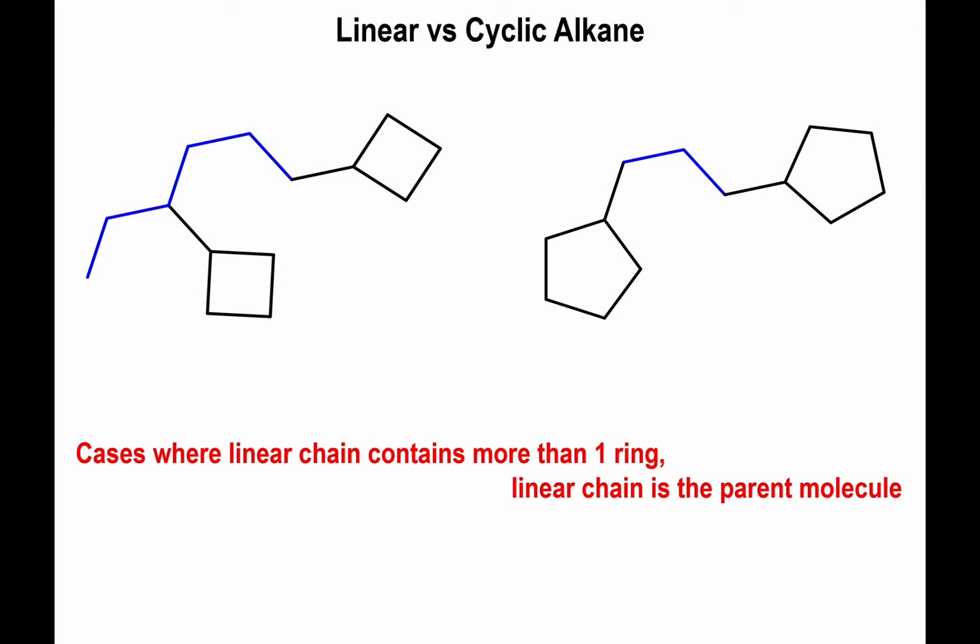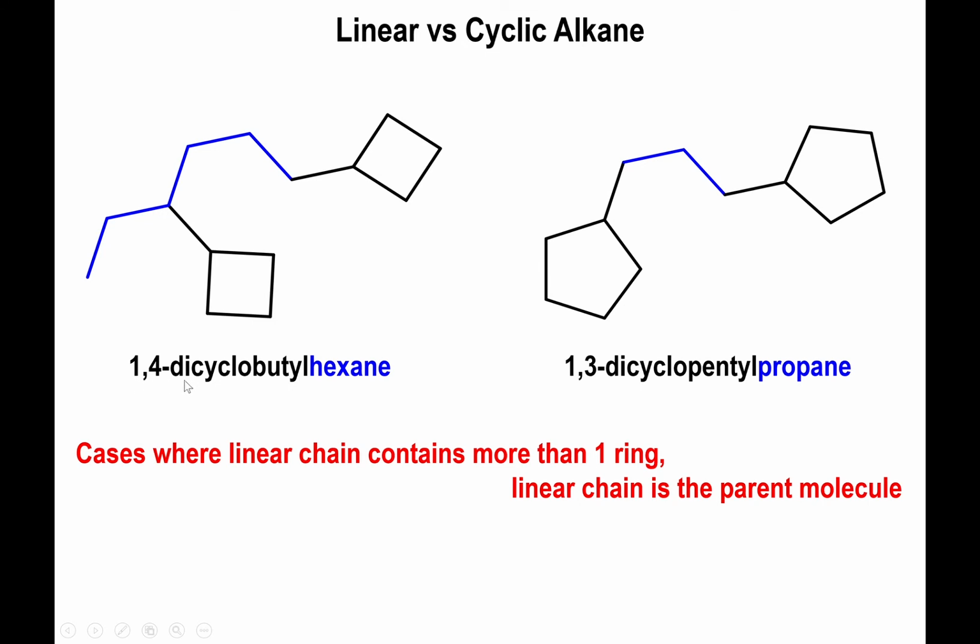The rings become automatically substituents. So here you have 2 cyclobutyl rings, and here you have 2 cyclopentyl rings. So this becomes 1,4-dicyclobutylhexane, and this one is 1,3-dicyclopentylpropane.